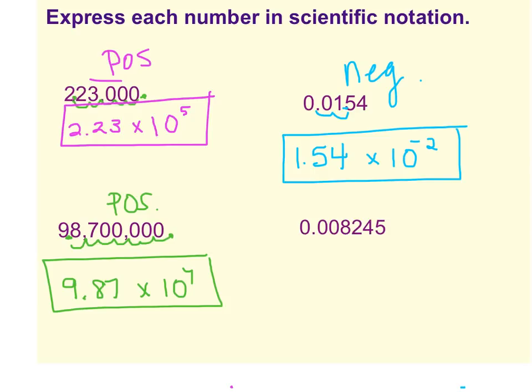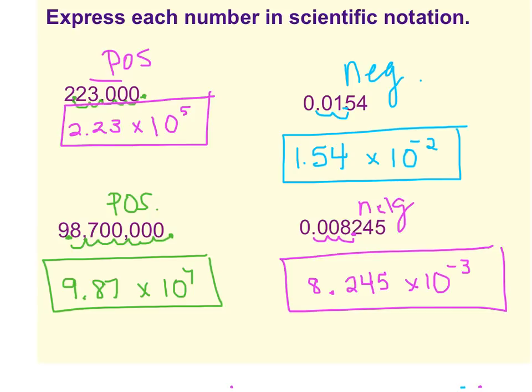Last one on this slide, you've got this small decimal number. It's going to give us a negative exponent. Where does our decimal go? It goes after the 8. So you have 8.245 times 10 to the negative, and then how many spaces in between your two decimals? 1, 2, 3, negative 3. So that's taking standard form numbers and putting them into scientific notation.